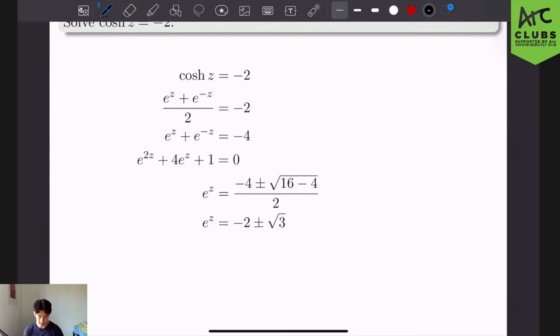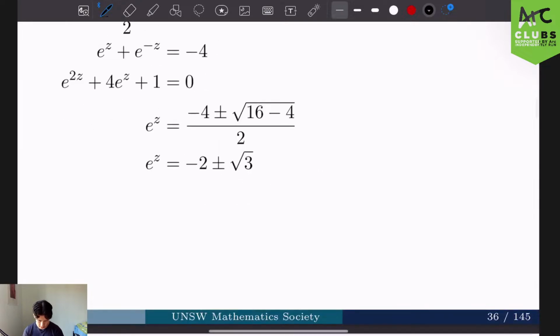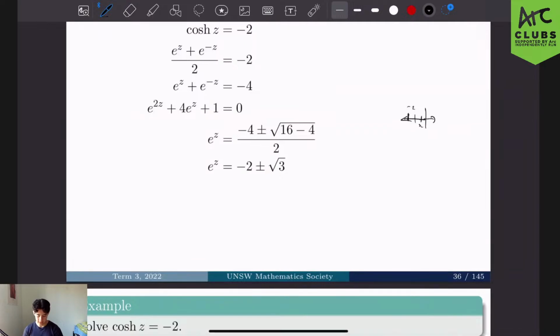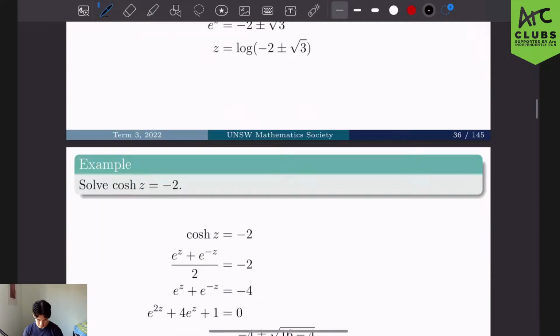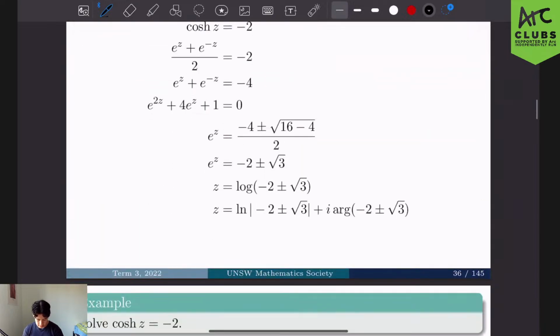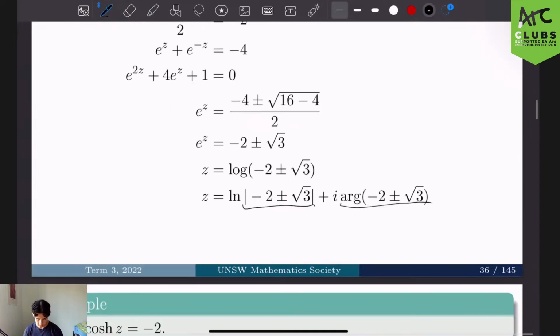Okay, so we've subbed into the quadratic formula, and now we've been given these two values for e to the z. You can note that both of these values lie on the negative real axis: -2 is here, -2 plus 3 is going to be around here, and -2 minus 3 is over here. Alright, so we take the multi-valued log of both sides to get rid of the e. By definition, we have the natural log of the modulus, and the multi-valued arg of this.